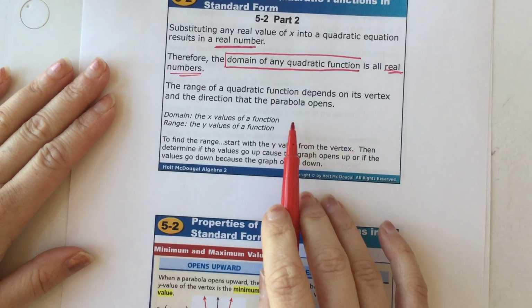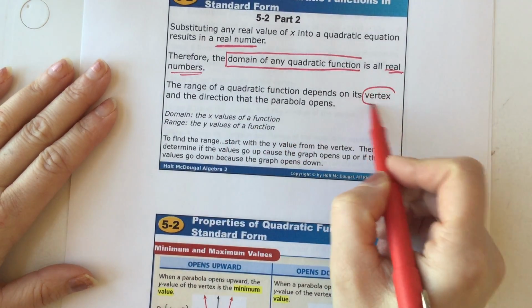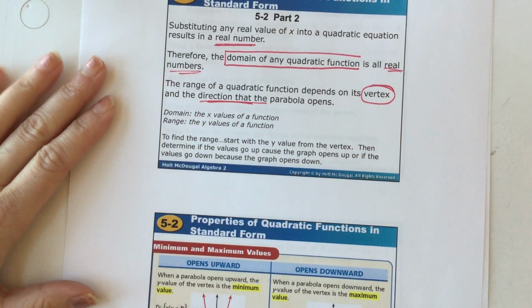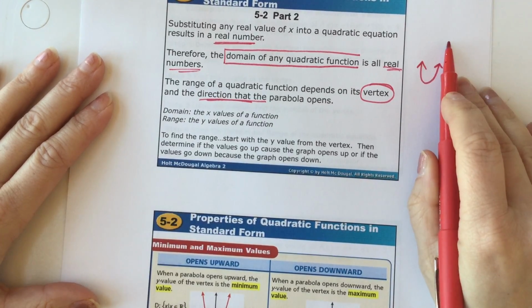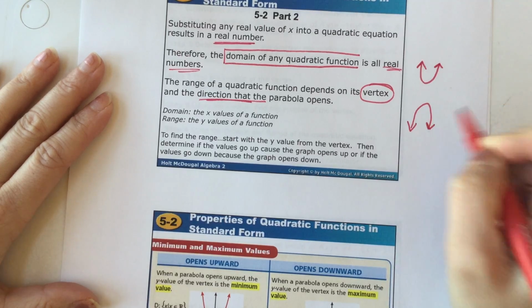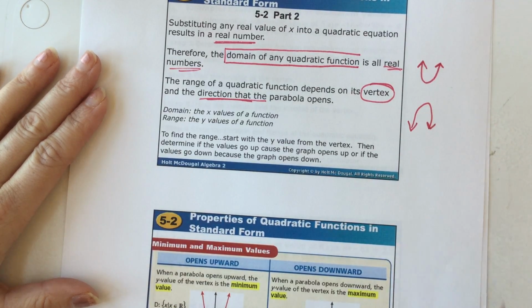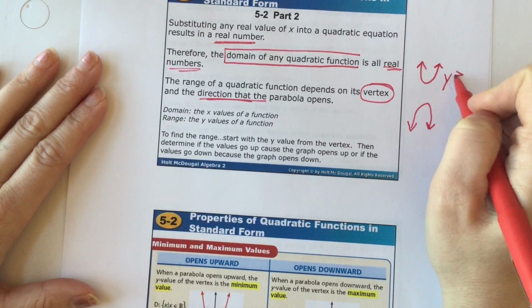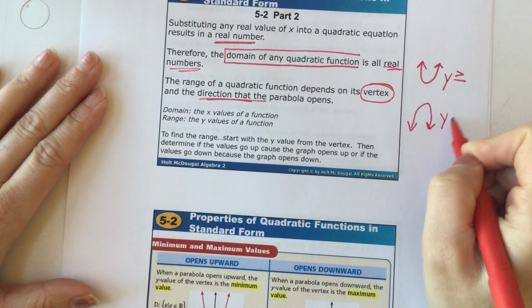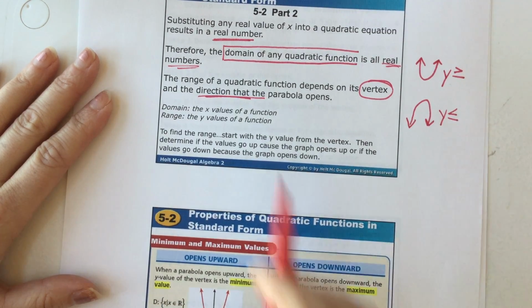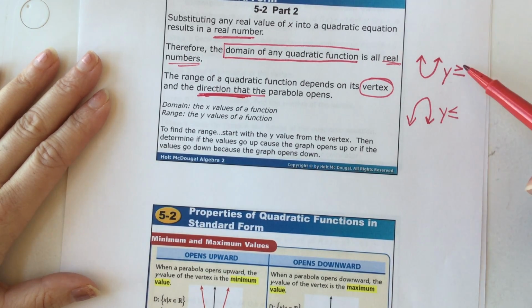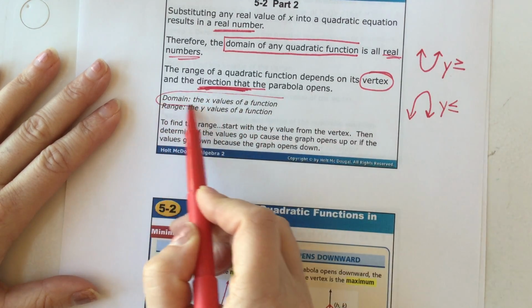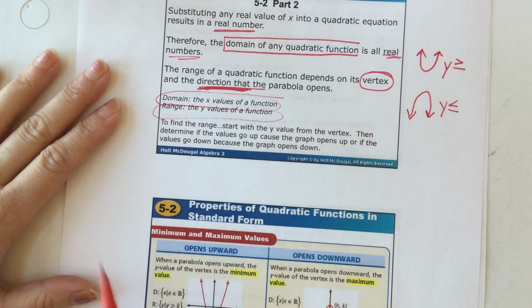Okay, the range are your Y values. Now the range depends on the vertex and the direction that the parabola opens. If the parabola is opening upwards, notice the Y values increase. If the parabola opens downwards, the Y values decrease. So here you would be saying y is greater than or equal to. Here it would be y is less than or equal to. So it does really depend on the direction that the parabola opens. If it's up, it's greater than or equal to. If it's down, it's less than or equal to. Okay, remember, domain means the x's, range means the y's.